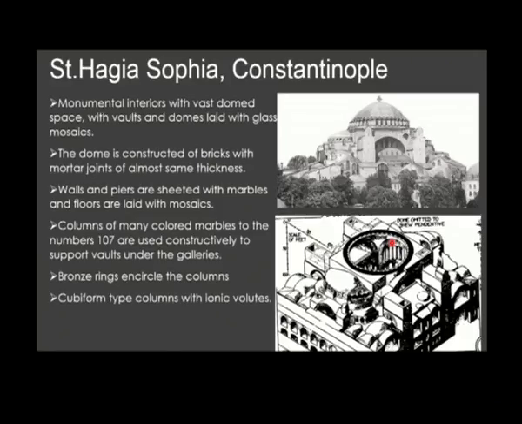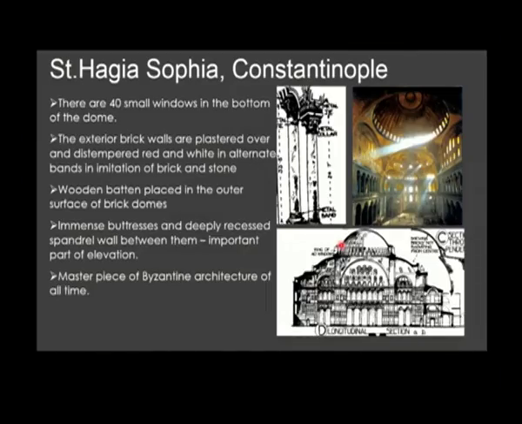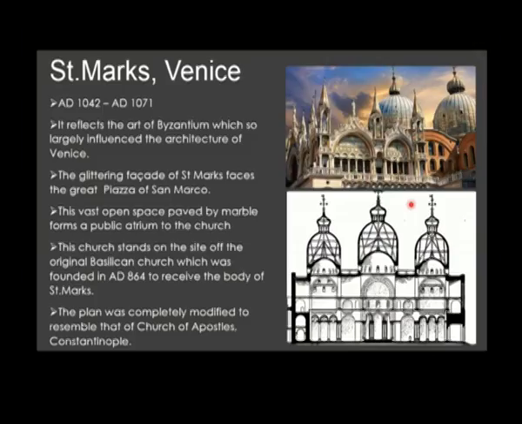So there are columns with bronze rings encircling them and Ionic walls above them. If you see, below the dome, you have 40 small windows. These small windows give the light and shadow effect in the nave of this church. That is the best part of this church, and this is considered to be the masterpiece of Byzantine architecture of all times.